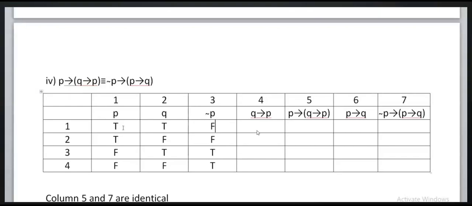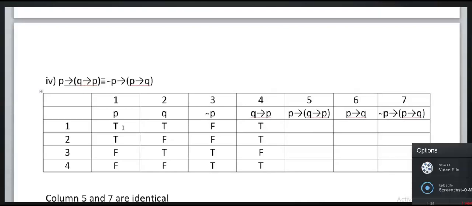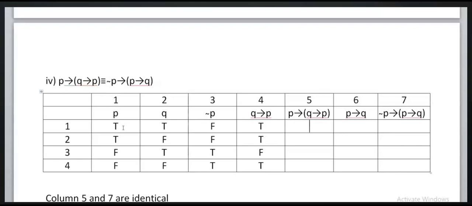Next is Q implies P. It is true. Q implies P, it is true. Next is true, F and T. Now the fifth one, that is first implies fourth. That is T implies T, it is true. T implies T, it is true. F implies F, it is true. F implies T, it is true. Now see this here. True, true, is true.